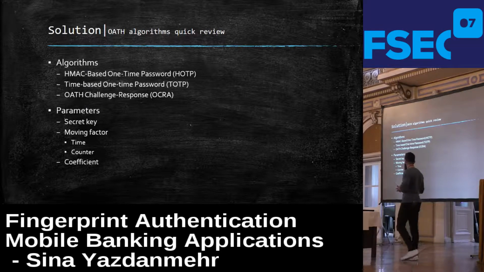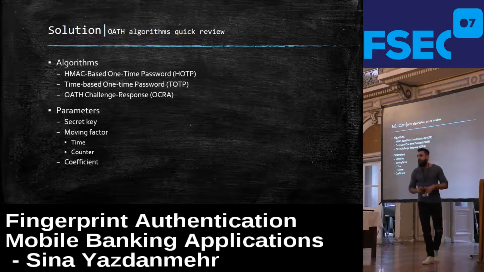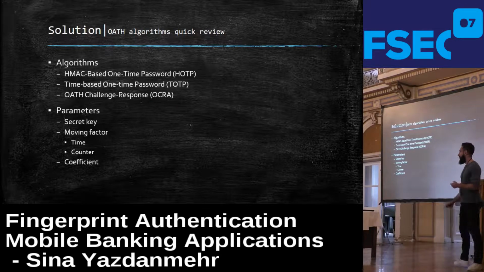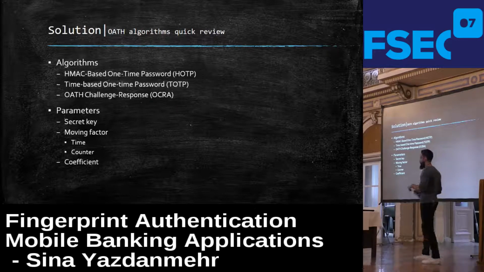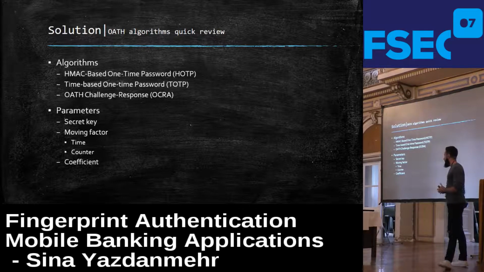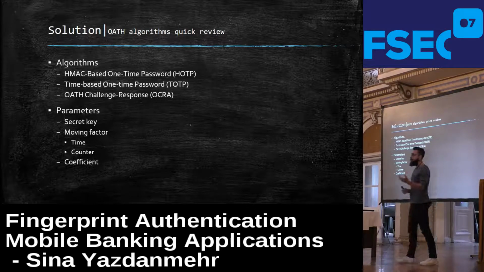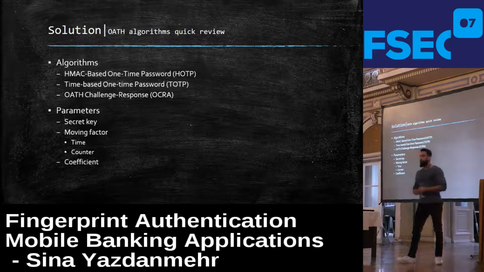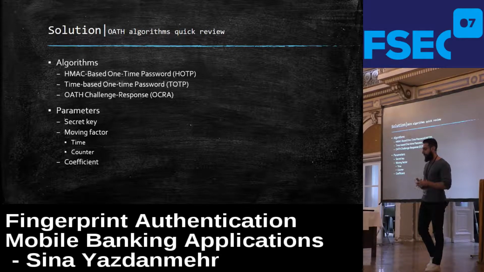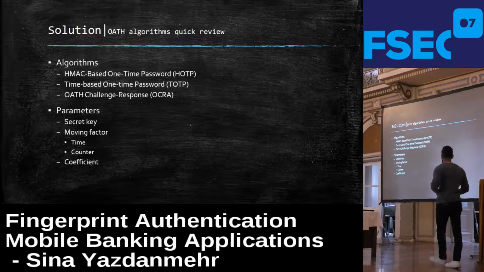And finally, a coefficient, because those algorithms' output will be a float number between 0 and 1. So we can use a coefficient to generate a bigger number. For example, if you use 10,000 as a coefficient, your OTP will be 4 digits. 100,000 gives you 5 digits of OTP, and so on.